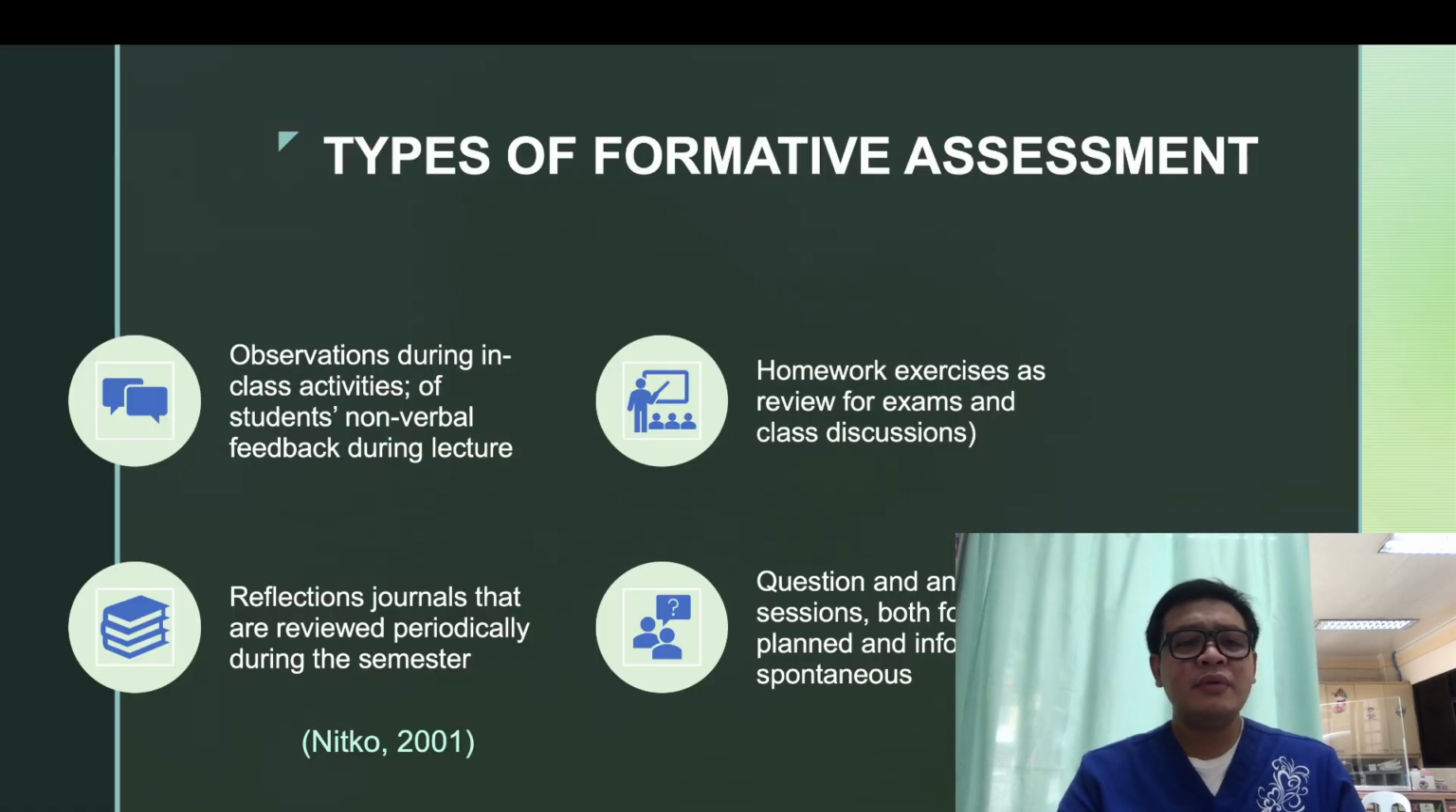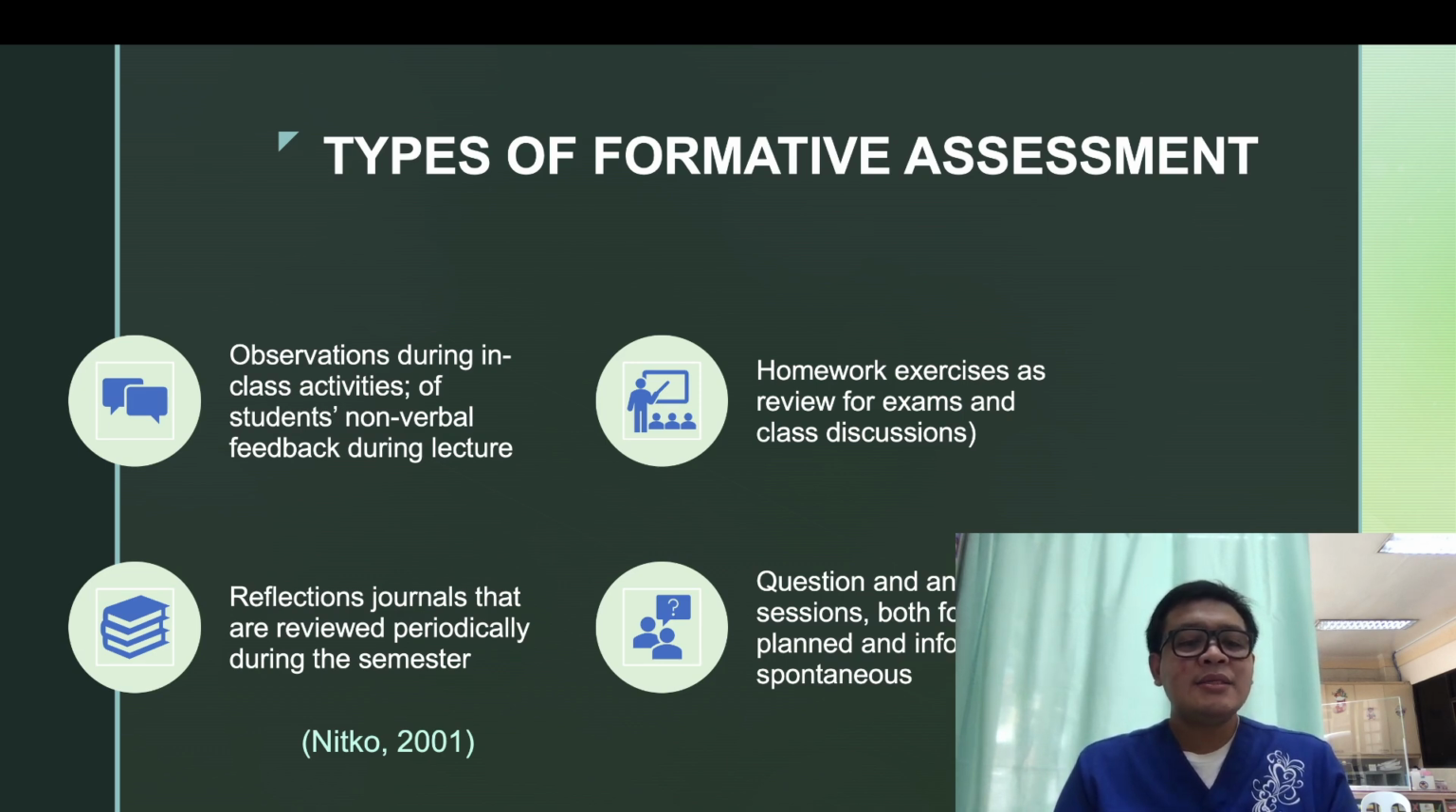Now there are actually types of formative assessment according to NITKO of 2001. First is observation during in-class activities of students' nonverbal feedback during lecture. So this is the time that we are doing lecture in such a way that we teachers are always the captain of the ship in terms of delivering the lessons to them. And with that, there is no verbal interaction between the students because the students are learning or listening from you.